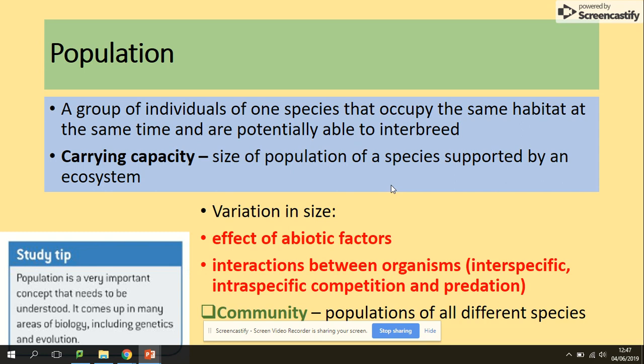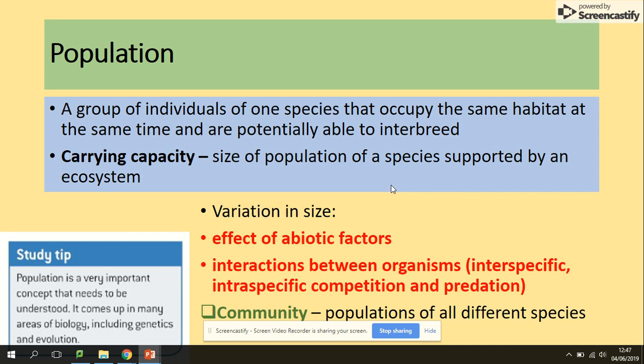Population is a group of individuals of the same species that occupy the same habitat at the same time, and they are able to interbreed and produce fertile offspring. The carrying capacity is the size of a population of a species supported by an ecosystem. There will be variation in population size relative to the carrying capacity, due to the effects of abiotic factors and interactions between organisms. So it could be competition or predation.